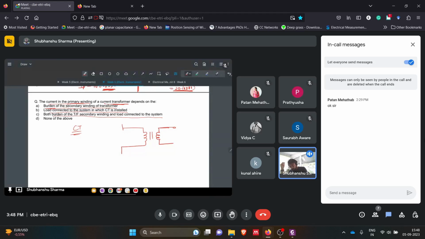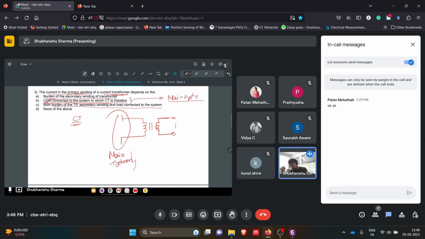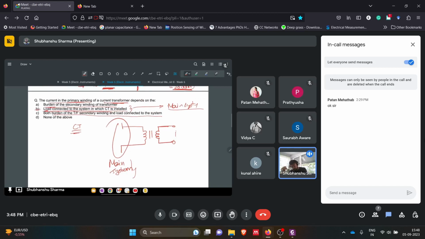So this wording may be confusing for you because it confused me also. This load connected to system, they basically mean the main system from which they are drawing this current. That is this system. Okay, so load, you can say that it is a secondary load. Normally it refers to the final secondary side load, but no, it's not. It's the main system thing. So the answer for this is B, that is the current which is being drawn from the main system.